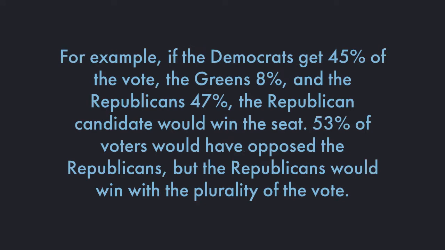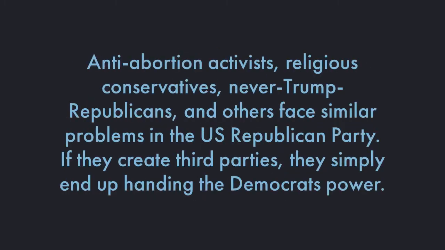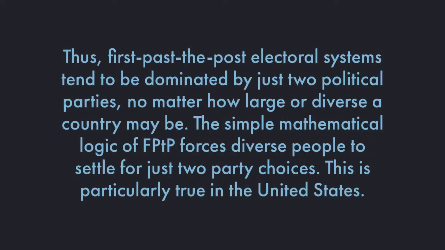For example, if the Democrats get 45% of the vote, the Greens 8%, and the Republicans 47%, the Republican candidate would win the seat. 53% of the voters would have opposed the Republicans, but the Republicans would win the plurality of the vote. Anti-abortion activists, religious conservatives, never-Trump Republicans, and others face similar problems in the U.S. Republican Party. If they create third parties, they simply end up handing the Democrats power.